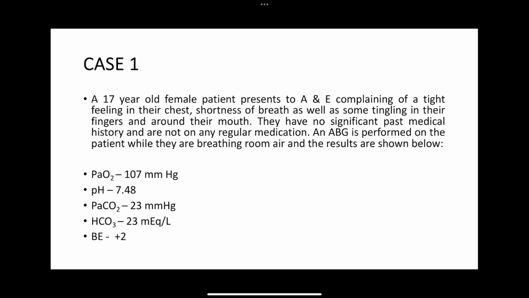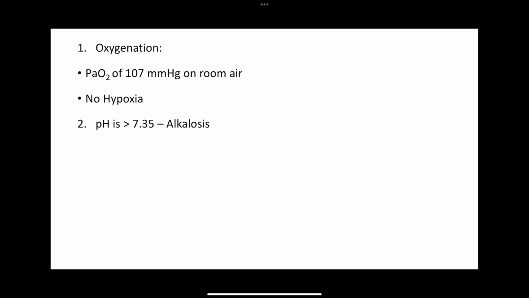PaO2 107, pH 7.48, PaCO2 23, HCO3 23, and base excess +2. So let us go step by step. The oxygenation PaO2 of 107 millimeter of mercury on room air indicates no hypoxia. The pH is more than 7.35, indicating alkalosis. Now we have to see what the PaCO2 is. So PaCO2 is low and it is in the direction opposite to the change in pH. So it indicates a respiratory alkalosis.